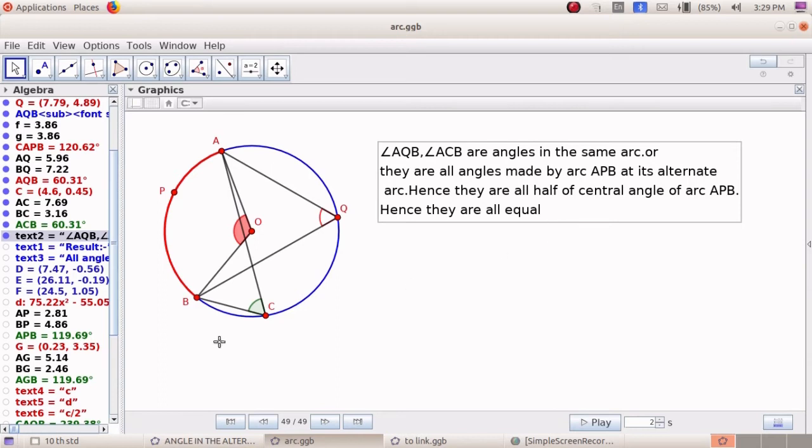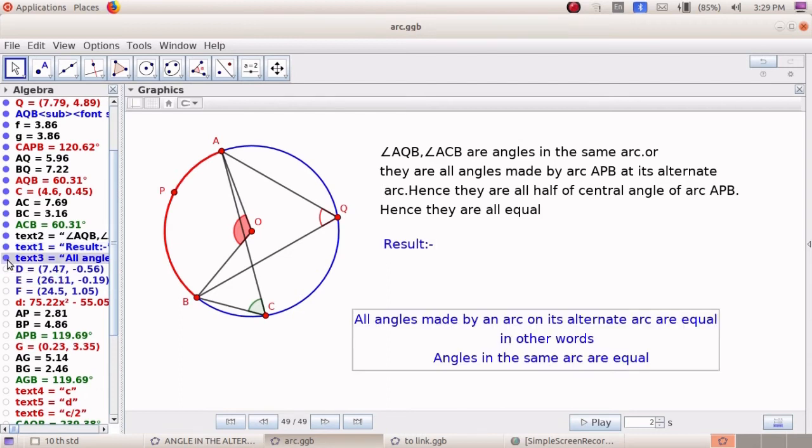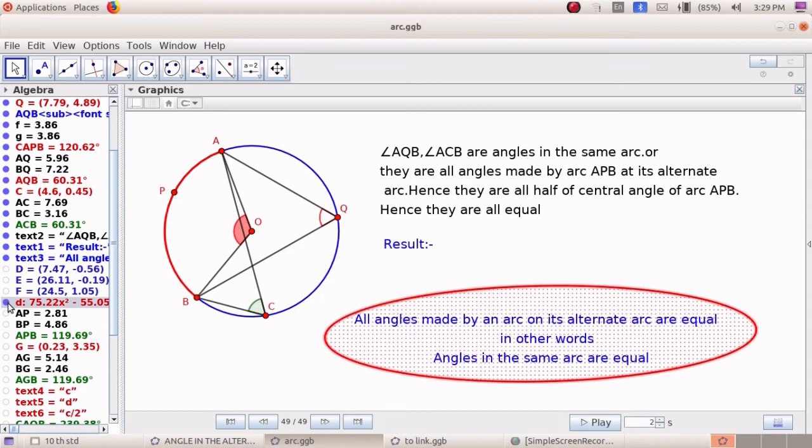Okay, the result we obtained from this discussion, you can write down in a box like this. See the result. All angles made by an arc on its alternate arc are equal. In other words, angles in the same arc are equal.